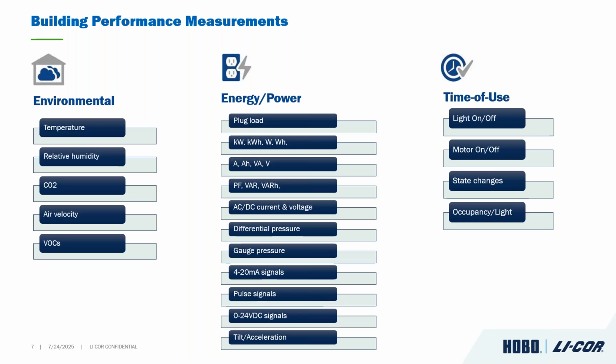So a few of the building performance measurements that we'll be going over are some environmental factors. Some of these environmental parameters can be used for indoor environments such as museum and preservation monitoring, shipping and storage monitoring, and construction compliance. Looking at some of our energy and power parameters, some of the common applications include HVAC monitoring, electrical panels, and motor monitoring. And finally, some time of use applications, which can be useful in office spaces and monitoring motor usage.